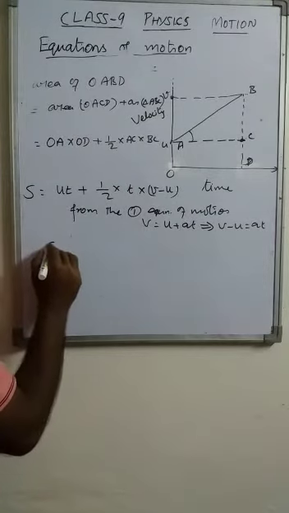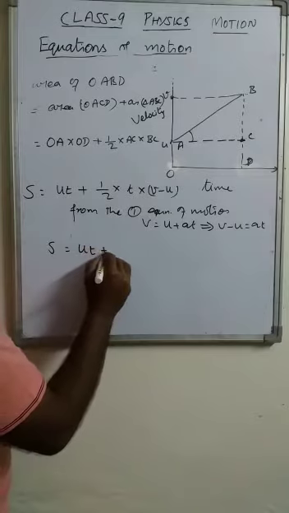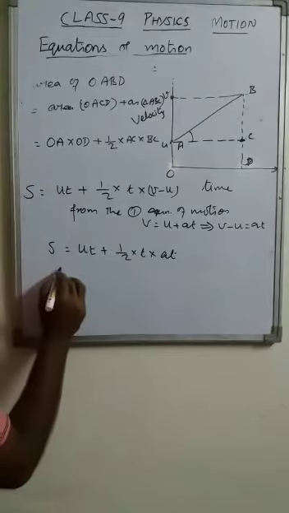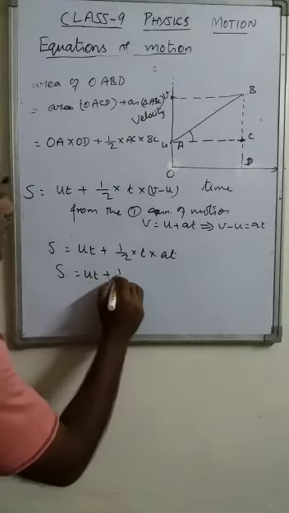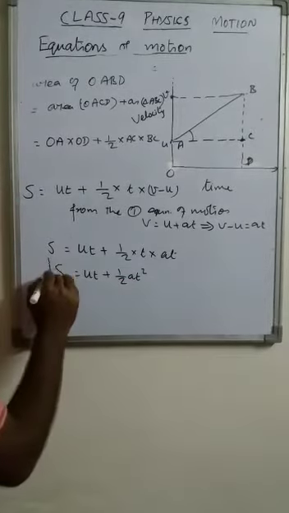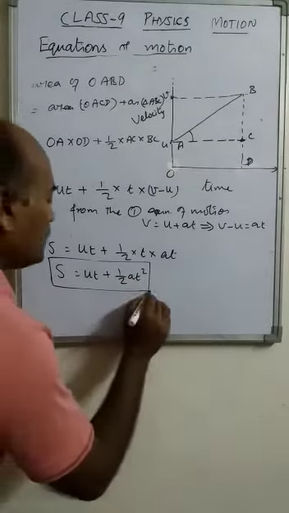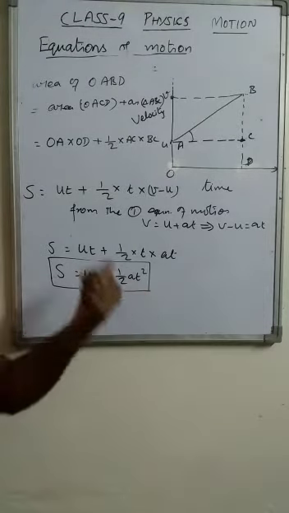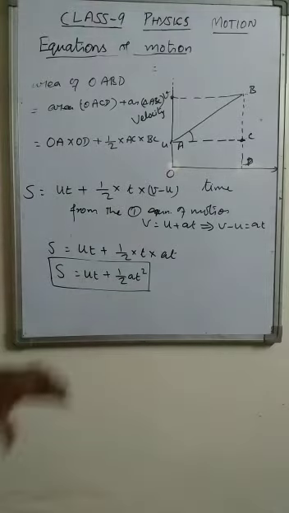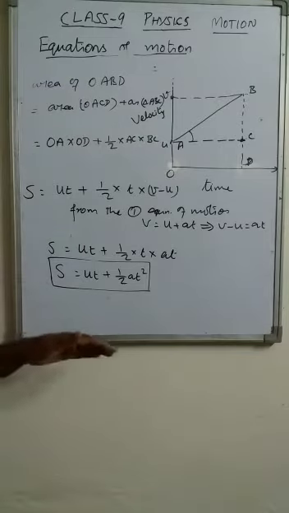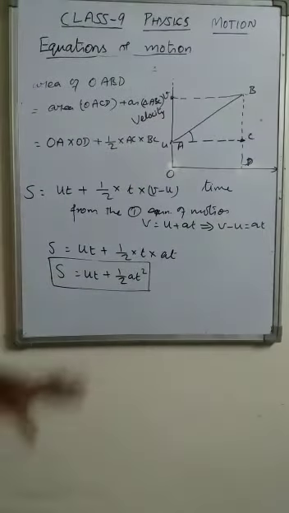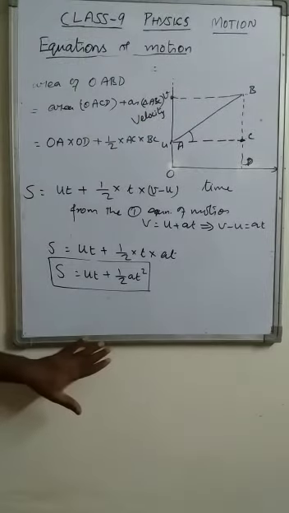So S is equal to ut plus half into t into at. So it can be written as S is equal to ut plus half at square. This is the second equation of motion. This is the graphical method. This relation is also known as the position time relation or distance time relation. This is the derivation for the second equation. For the derivation, all the mathematical parts should be written, and along with this, the graph and theoretical part, everything must be written. First the theoretical part, then the graph, then the mathematical part.